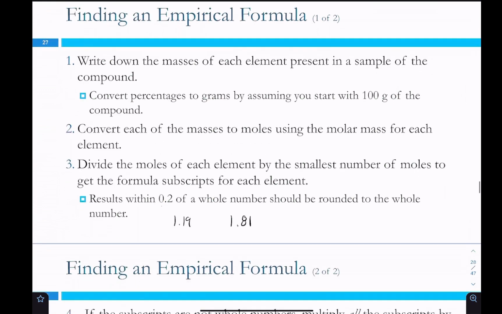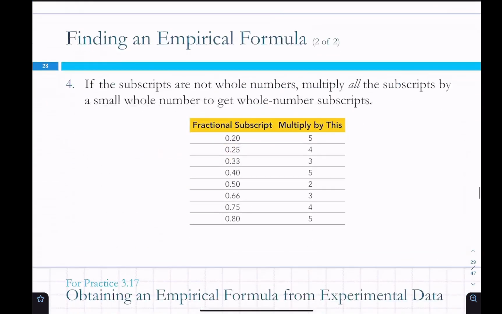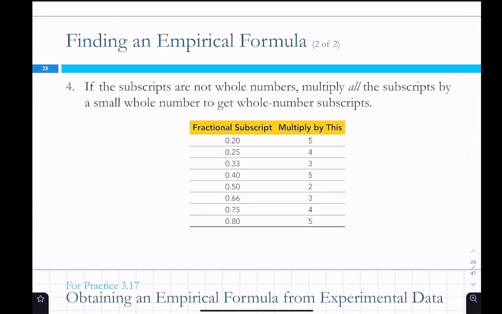So if it's not within 0.2, then you're going to take the fractional subscript, and depending on what it is, multiply it by a number to get whole numbers. And you're not just multiplying the one fractional subscript, you're multiplying all of them. We will have an example of that.